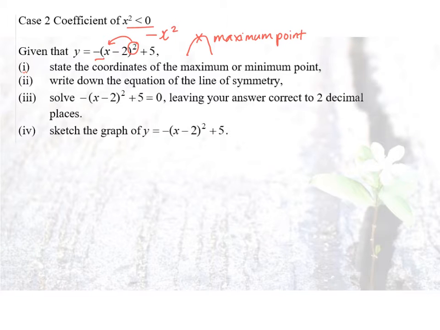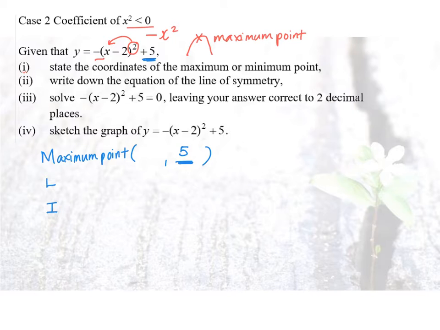To find the coordinates and to sketch the graph, you'll have M, L, and I. So in this case, the M will be the maximum point. How can we read our maximum point? There are the x and y coordinates. So the y coordinate comes from the number 5.